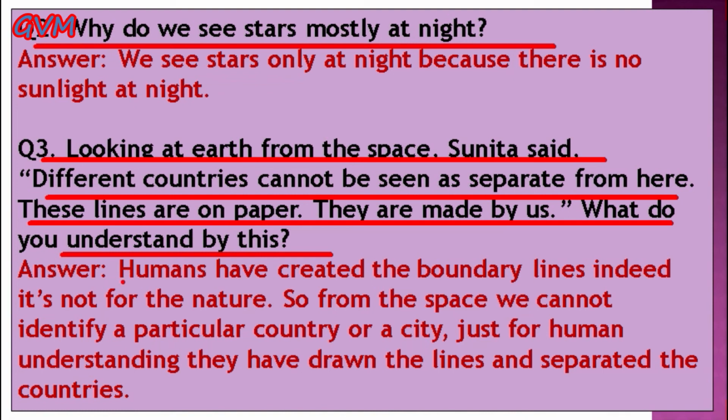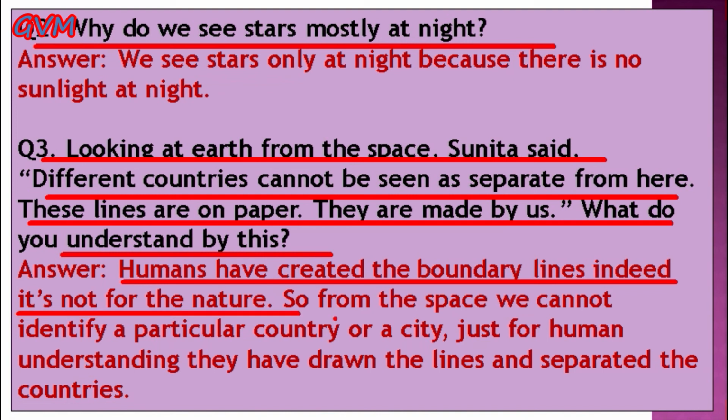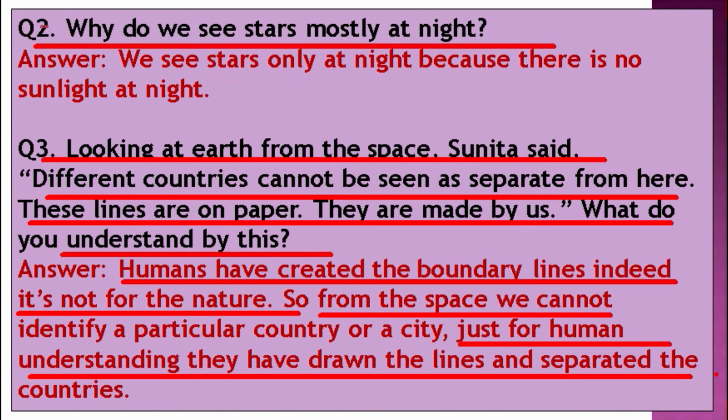Students, it means that humans, that is, we, have created the boundary lines. Indeed, it is not from nature. So that's why from space we cannot identify a particular country, a particular district, a particular city. And students, the lines that we see on the map and on the globe are just for human understanding. We human beings have drawn the lines and separated the countries.